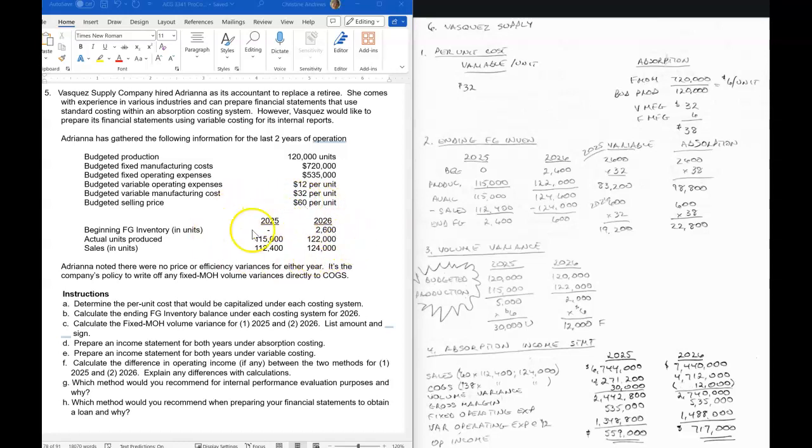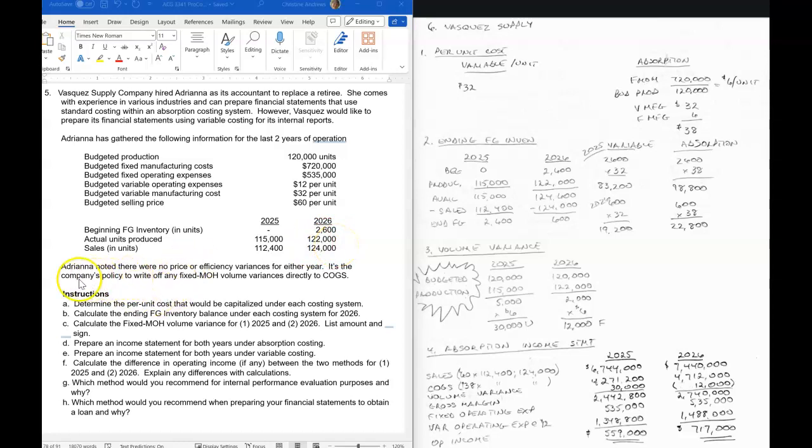Then we've got some inventory information. In 2025 we started out with none. We produced 115,000. We sold 112,000. So we ended up with 2,600 that would have been the beginning inventory in 2026. Then we produced 122,000, so we had 124,600 available, and 124,000 were sold.